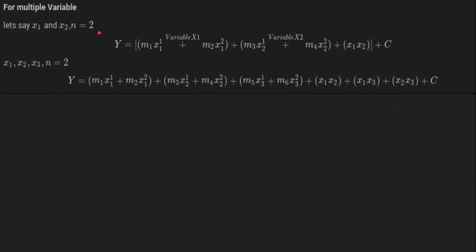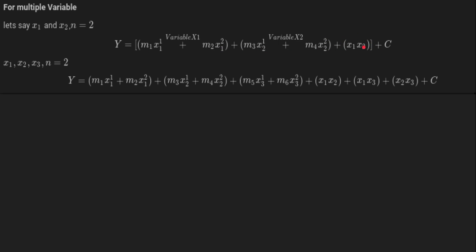So what if you have two variables, right? X1 and X2, and let's say you have degree of 2, then you can see this is variable 1. You do the same, X1 raised to 1, X1 raised to 2. The same for X2 raised to 1, X2 raised to 2. And all of them have their coefficients M1, M2, M3, M4. And also we include the X1 and X2 relationship.